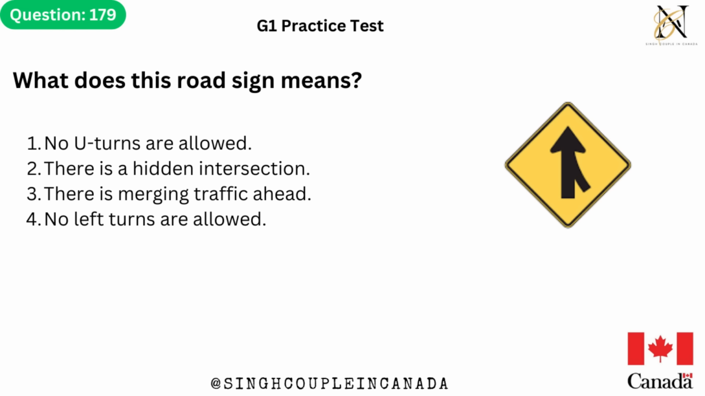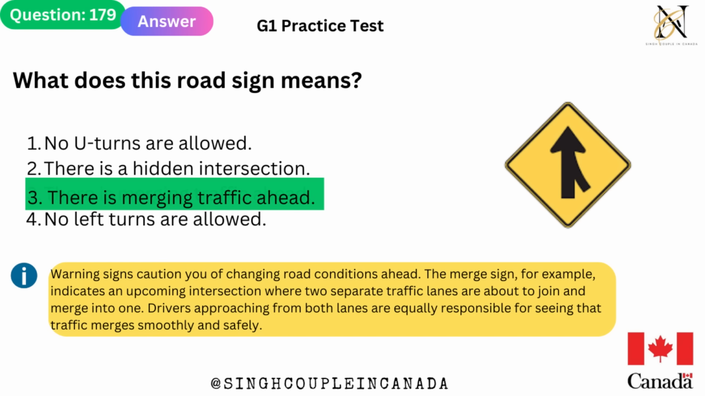What does this road sign mean? 1. No U-turns are allowed. 2. There is a hidden intersection. 3. There is merging traffic ahead. 4. No left turns are allowed. The answer is 3. There is merging traffic ahead.